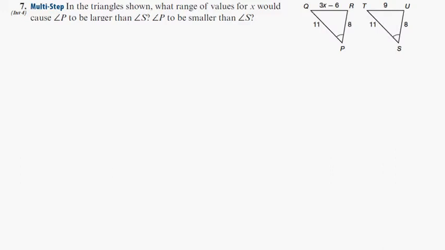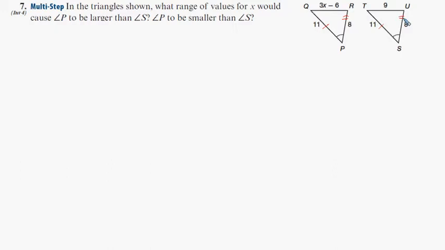Number 7 is saying that we have this side, QP, is adjacent to TS. We have side RS is not adjacent, congruent to US. And what we're asking is that we want to give the values for X that would cause P to be larger than S.